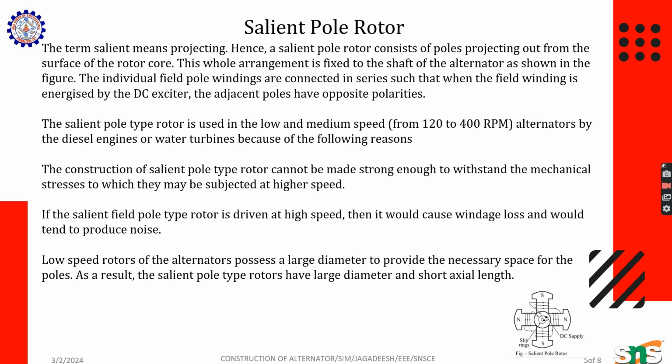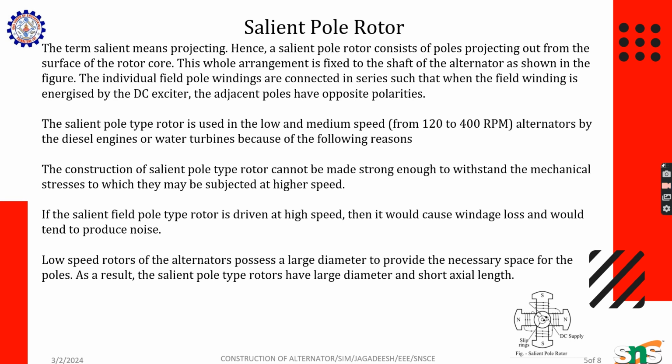And when we come to the rotor, it is divided into two types. One is salient pole rotor, another one is cylindrical rotor. Salient pole rotor is also named as non-cylindrical rotor. The reason is the construction of salient pole is shown where the projection poles are there. So this field pole will contain field winding, which will be excited by the DC supply to produce a magnetic flux, which will cut the armature. The salient pole rotor is used in low and medium speed alternators, for example 120 rpm to 400 rpm.